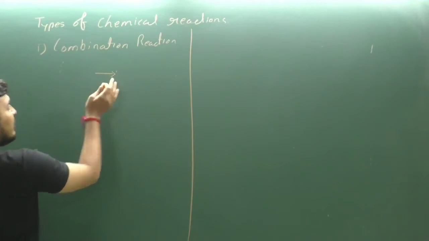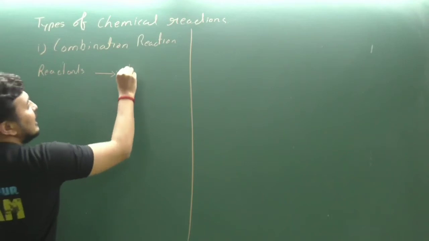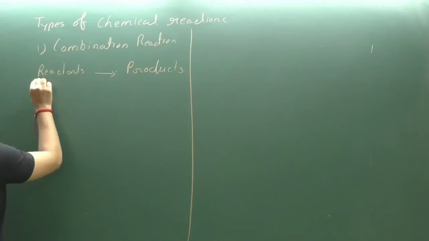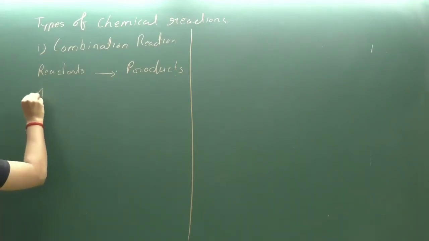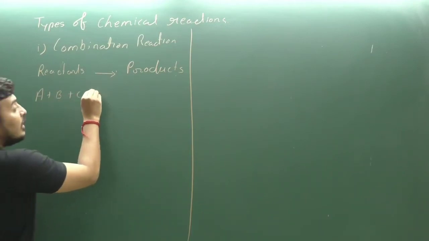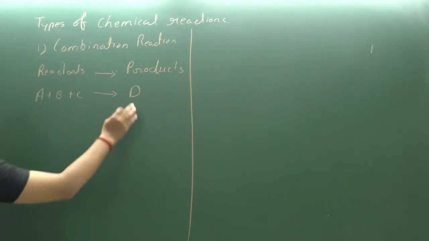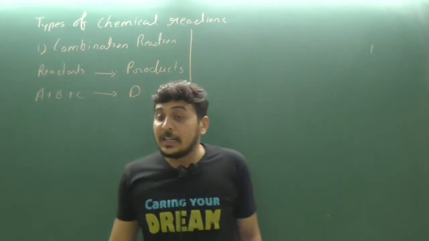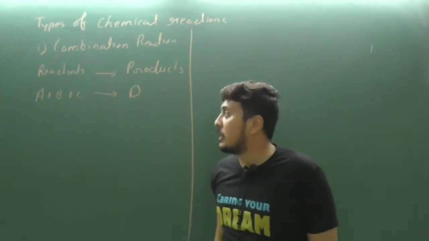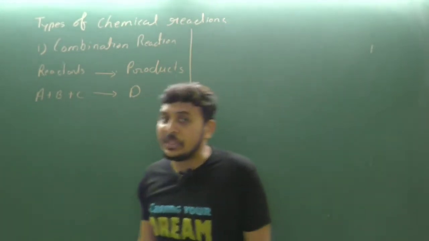An equation has an arrow in between. On the left side are the reactants, on the right side are the products. If there are two reactants or more than two reactants, 3, 4, 5, and there is only a single product, not more than one product, then it is known as a combination reaction.